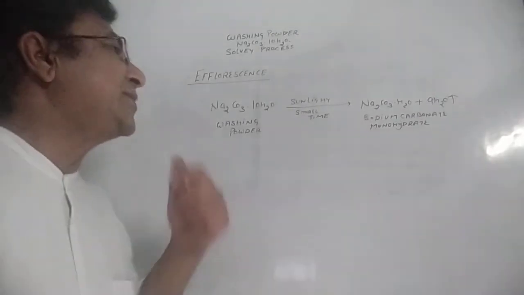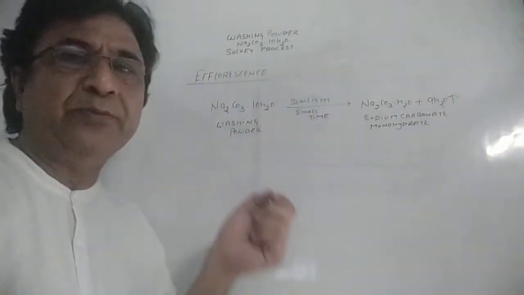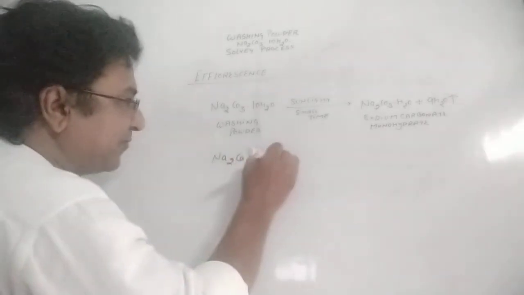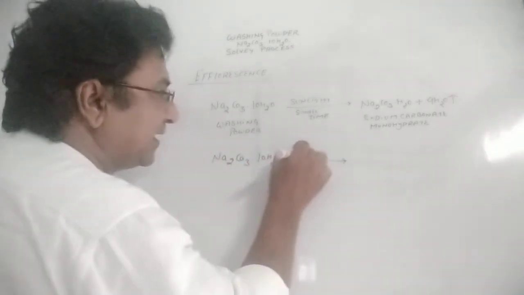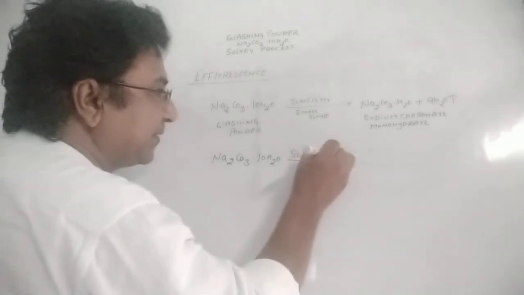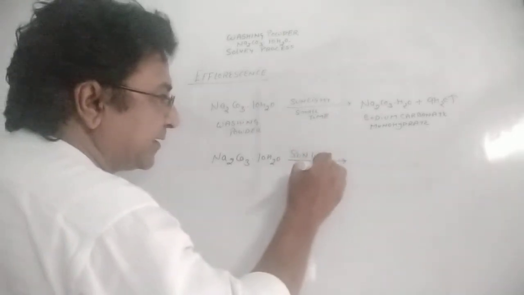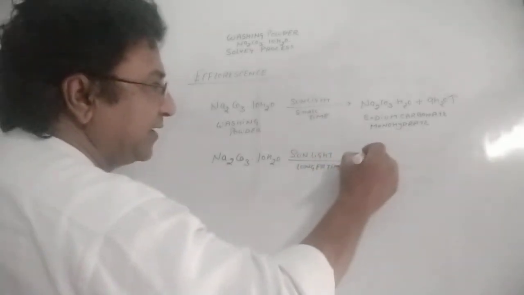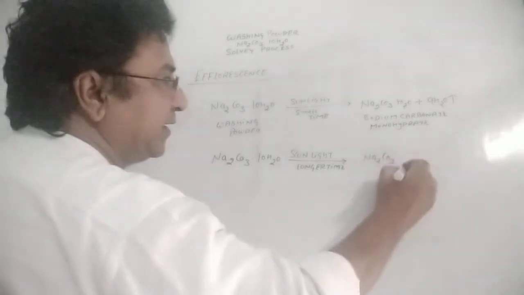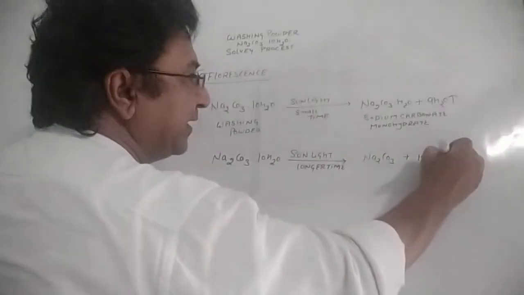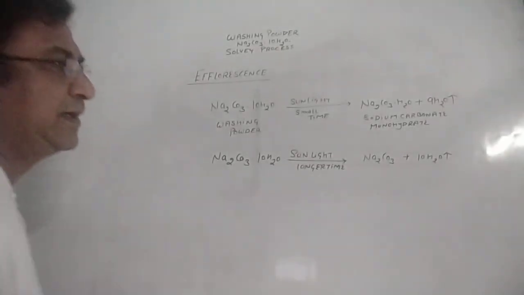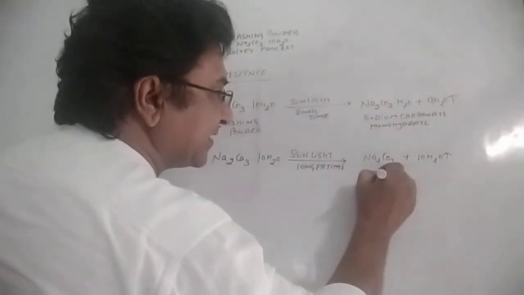Okay. And now suppose we have placed the washing powder for a longer period of time in sunlight, then what will happen? Then all the molecules of water will evaporate. Only sodium carbonate will be left behind, correct? Without any crystal or brightness, right? It is called soda ash.